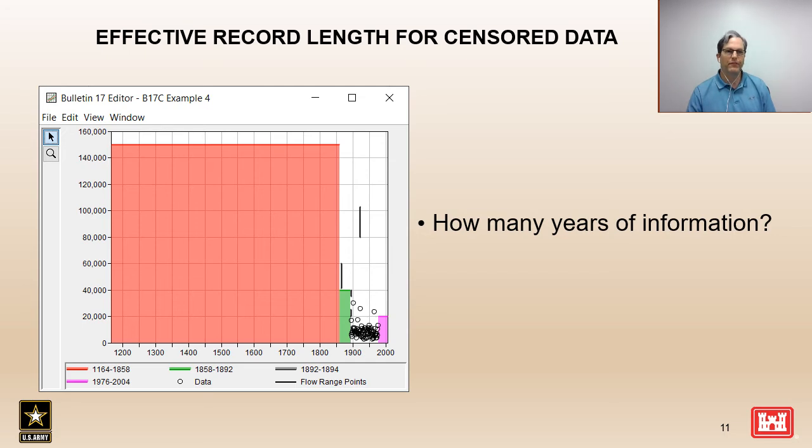So what do we do when we have a data set with censored data that consists of perception thresholds and flow intervals? How many years of information is provided by this data set? Initially, we really don't know because each year of censored data contains less than 1 year of information, but we don't know exactly how much. Data values with larger uncertainty will generally contain less information, and values with smaller uncertainty will generally contain more information.